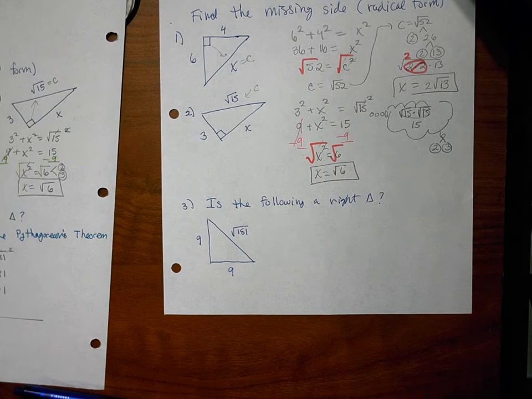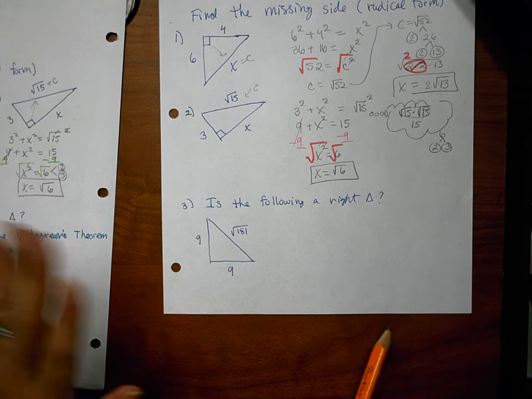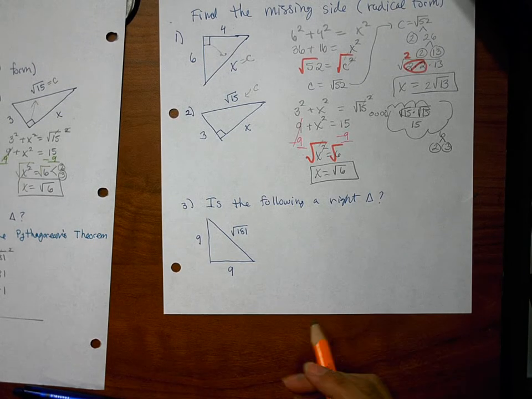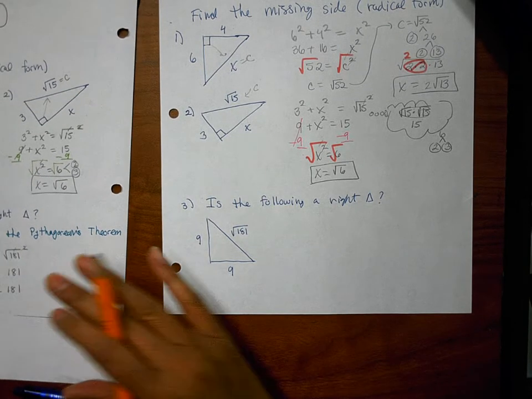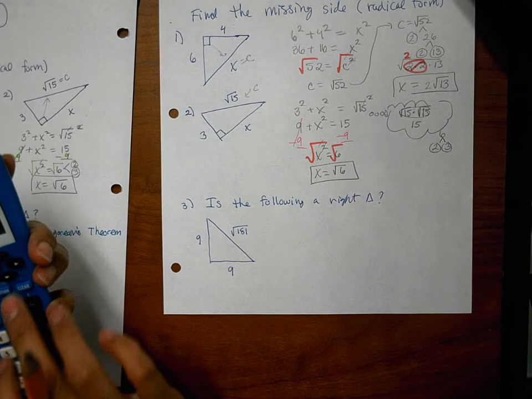I didn't mark it, and you can't say, yeah, it looks like it is, because an angle that is 89 degrees is going to look very much like a 90-degree angle. Okay, so looking like a right triangle is not enough. We need to prove mathematically whether it is or is not.